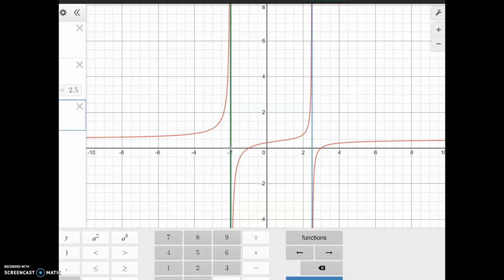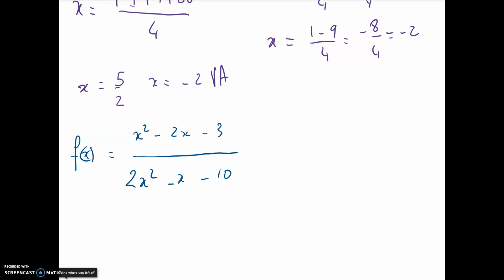Hopefully it will work. And you just saw that x equals -2, you get a vertical asymptote. So in order to find the horizontal asymptote, what I want to do is divide by the variable of the greatest degree, which is x squared. So I'm going to divide by x squared everywhere.